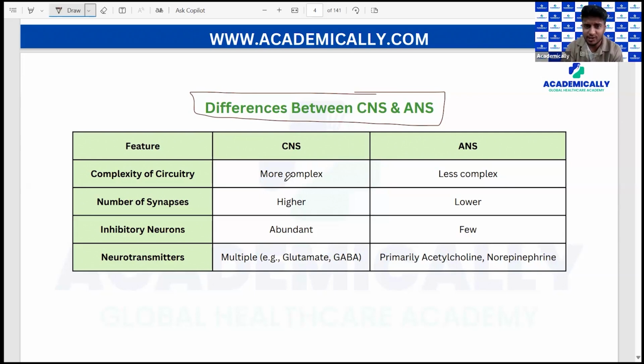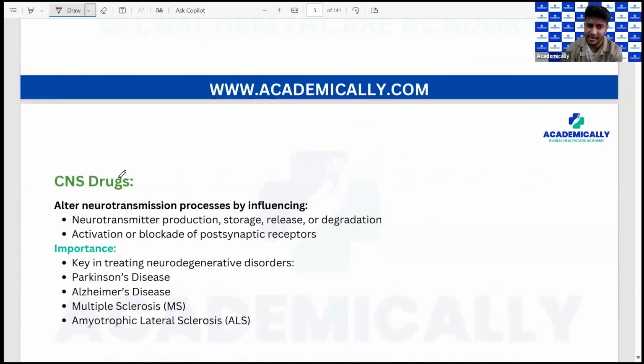ANS mostly we have adrenaline and acetylcholine, right? But in CNS we have GABA, aspartate, glutamate, dopamine, acetylcholine, lots and lots of different neurotransmitters. Correct? So these are some of the major differences between CNS and ANS.